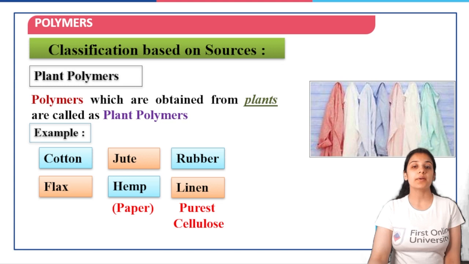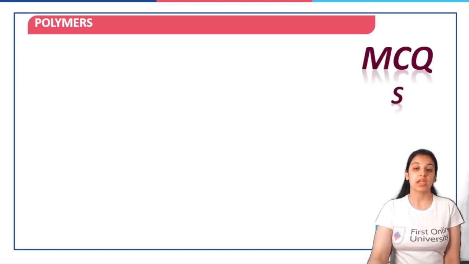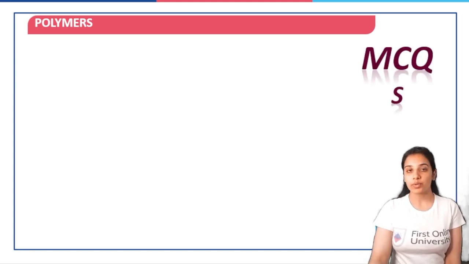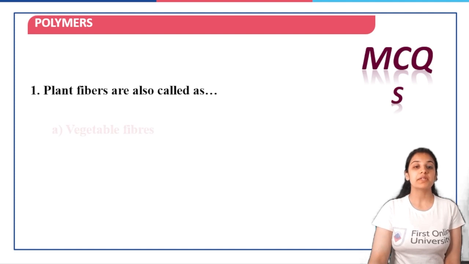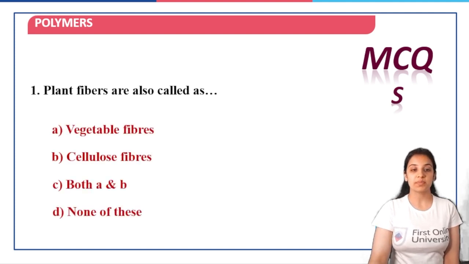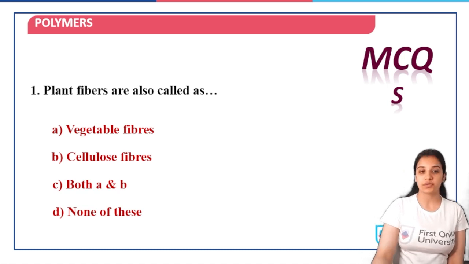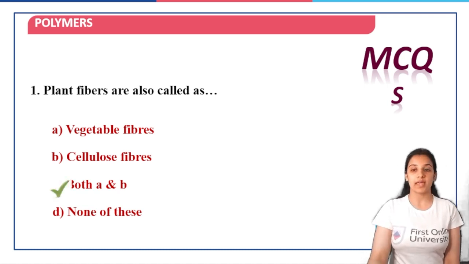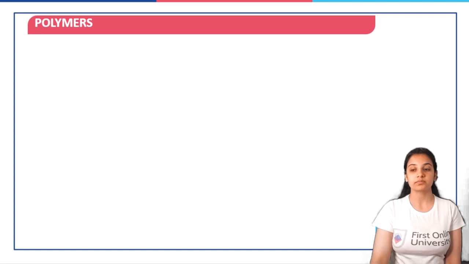All these are obtained from plants. Now, based on this, let's quickly have a look at few MCQs. Plant fibers are also called as vegetable fibers, cellulose fibers, both A and B, or none of these. So, we have seen they are called as both A and B. So, option C is the correct answer.